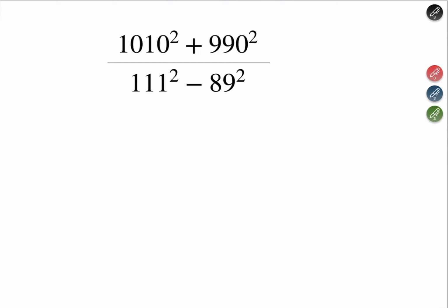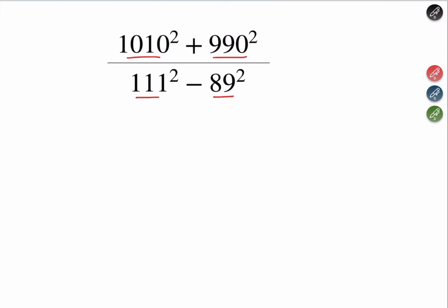Hi everyone. We are back with another math problem, and it's the problem you see in front of you right here. We have a pretty complicated question, and we're dealing with some big numbers, but we're going to figure it out. So what we're dealing with here is 1010 squared plus 990 squared divided by 111 squared minus 89 squared. So this value divided by this value.